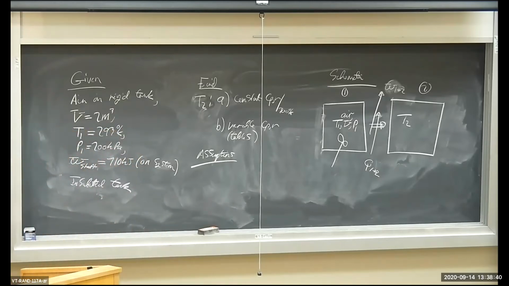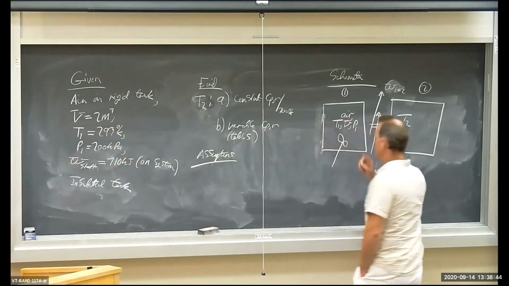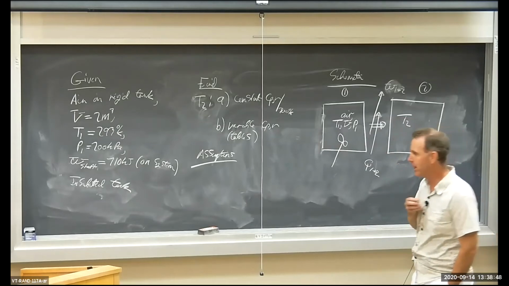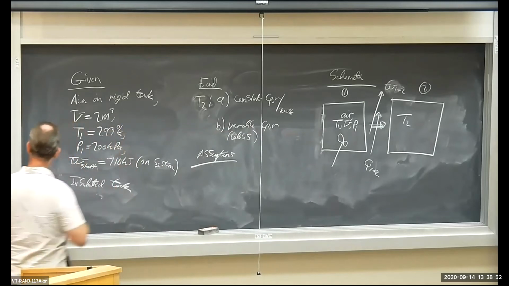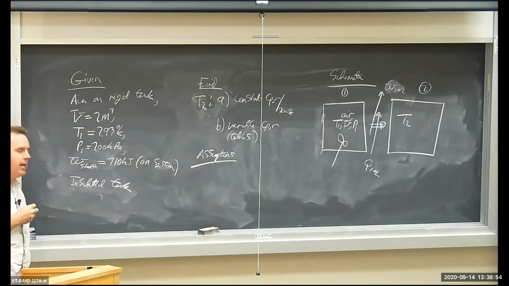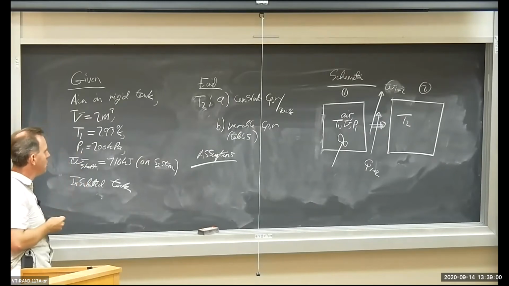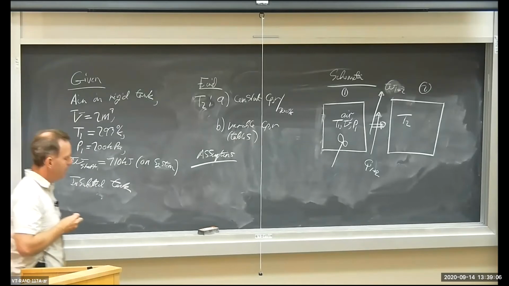So what we have here is air in a rigid insulated container or tank. Insulated, rigid container or tank. The volume of the tank is 2 cubic meters. The initial temperature T1 is 293 degrees Kelvin. Initial pressure is 200 kPa.